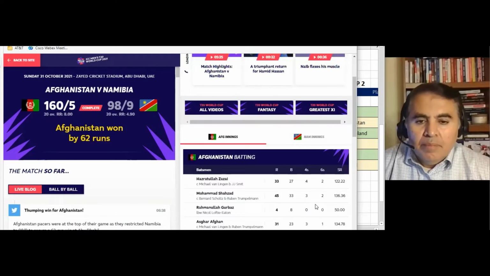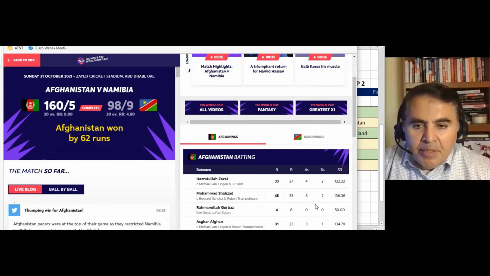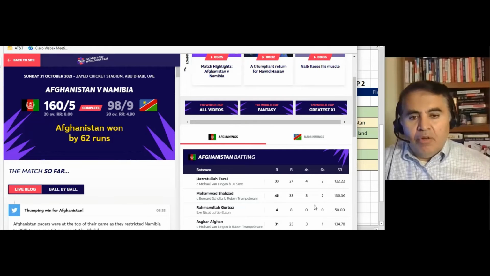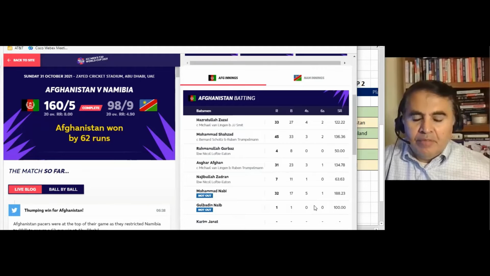And even in today's game, as you can see, Afghanistan versus Namibia, it just wasn't Namibia's day. Afghanistan came in, they batted first, and they came with all guns blazing, delivering on all cylinders. They scored 50 runs in the power play in the first 6 overs, 70 in the first 10 overs, and 90 in the second half of the innings in the last 10 overs.